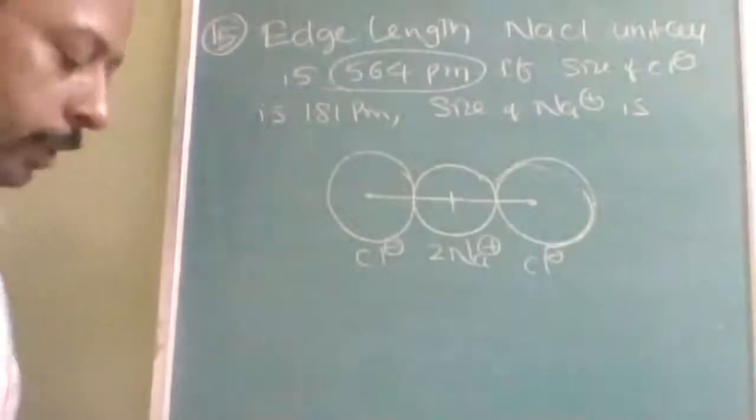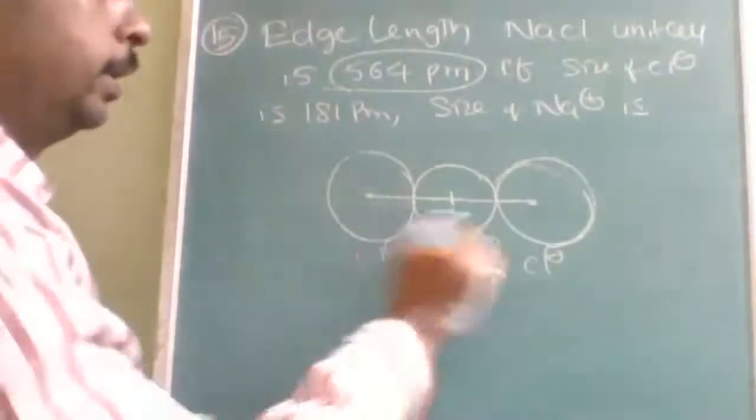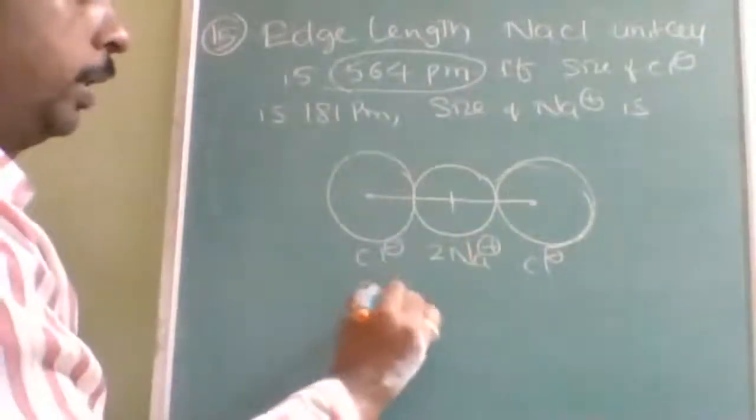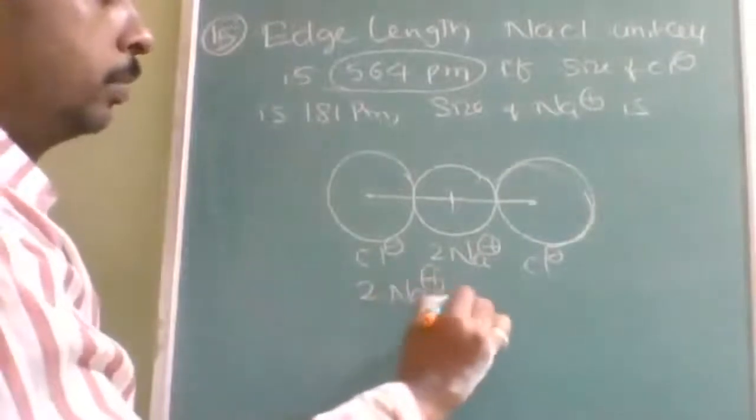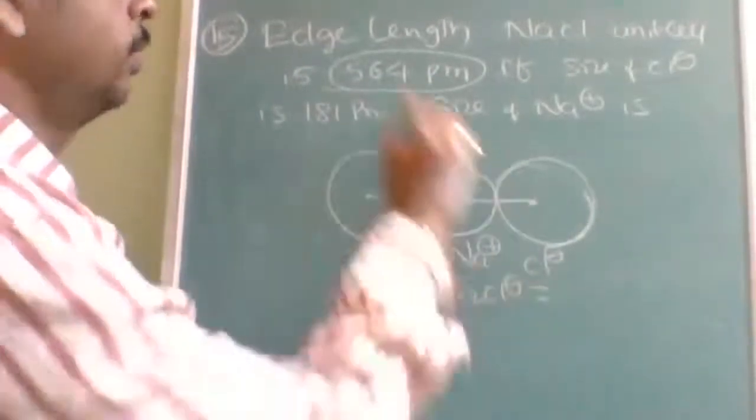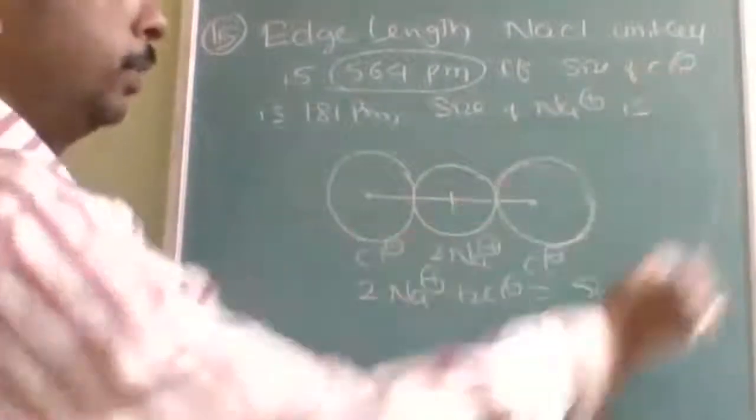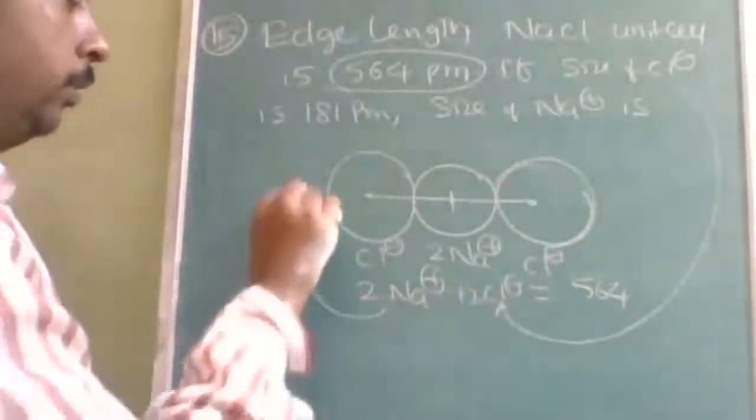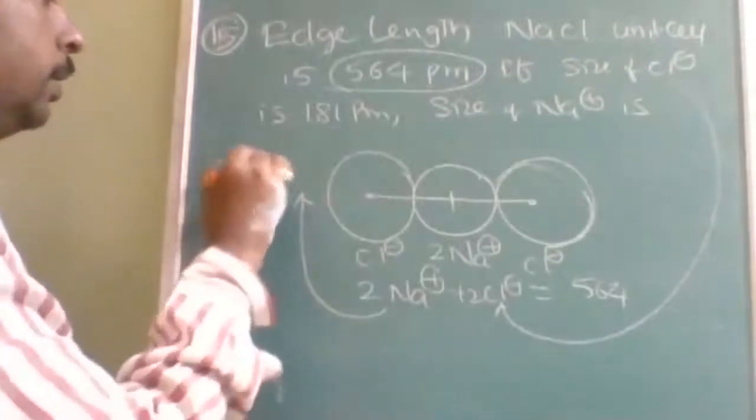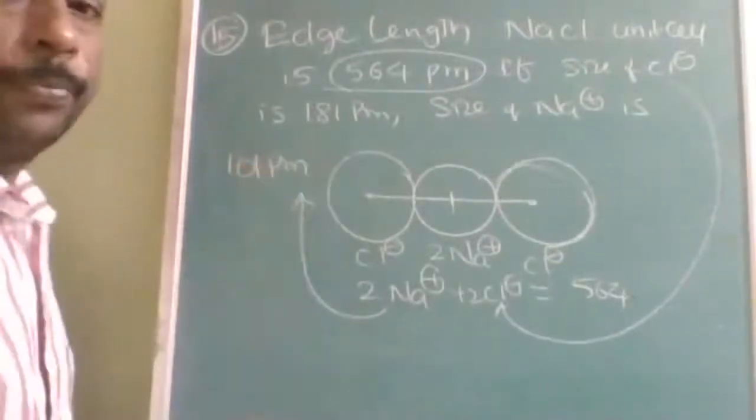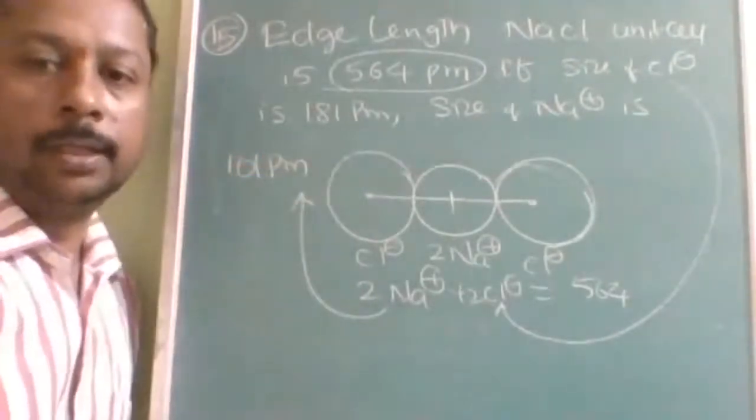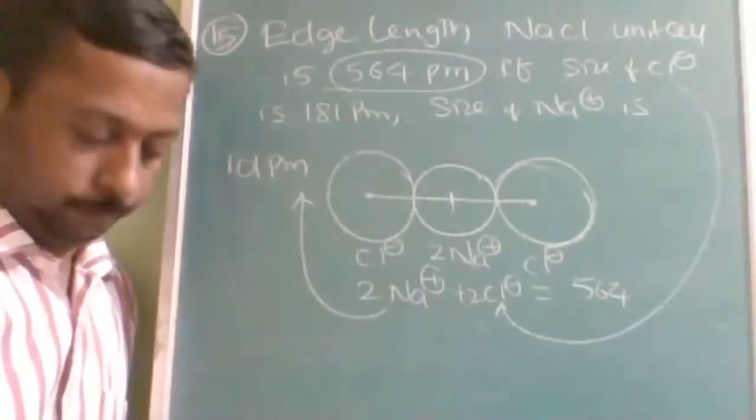In NaCl, edge is formed by 2 chlorine on corner, 1 sodium at the edge center. So 2 radius of sodium. Okay. So by substituting and simplifying in this formula, 2 Na plus 2 Cl minus is equal to how much it is? 564. So chlorine value you can substitute here. Then you will get sodium value as 101 picometer. How much picometer? 101 picometer.